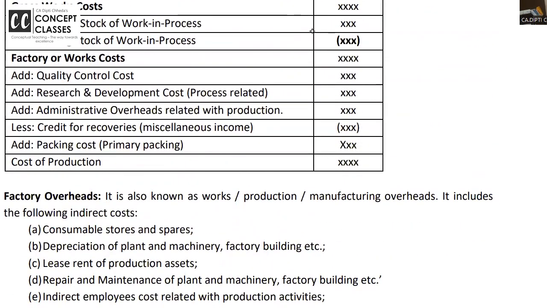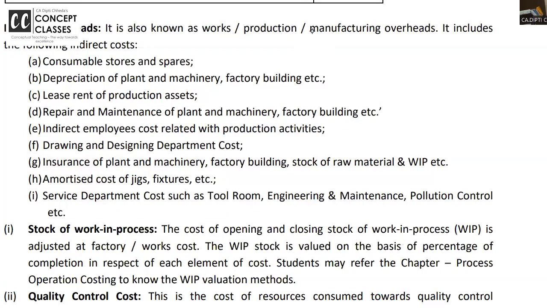Cost of production. See, these are the expenses, factory related. Quality control, R&D, admin, credit for the recoveries, packing cost. What are the factory related core expenses? Consumable. Factory overhead mein sabse pehle aata hai indirect material. What is indirect material? What is my direct material? Peanuts. Once I get crude oil, it's dark in color, I add some chemicals, I get refined crystal clear oil. So that is indirect material, consumables and all what is added.